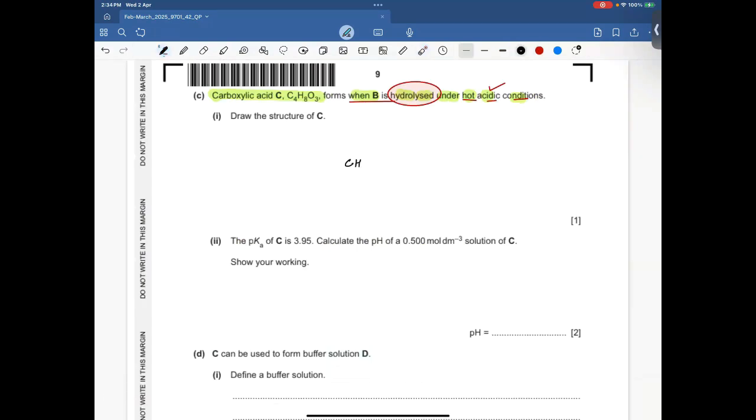So CH3 will remain as it is. This CH3 will remain as it is. This OH will remain as it is. So this part of the molecule will remain as it is. Now CN under acid hydrolysis will turn to COOH.